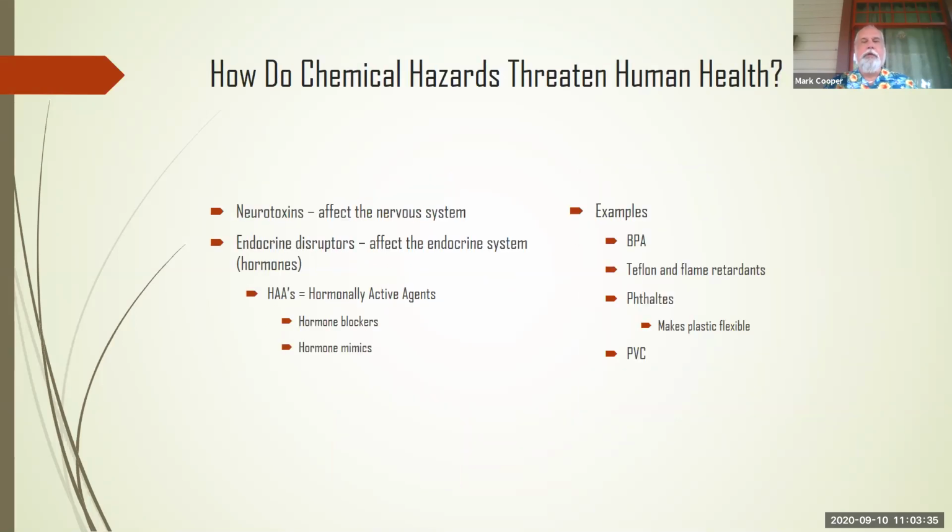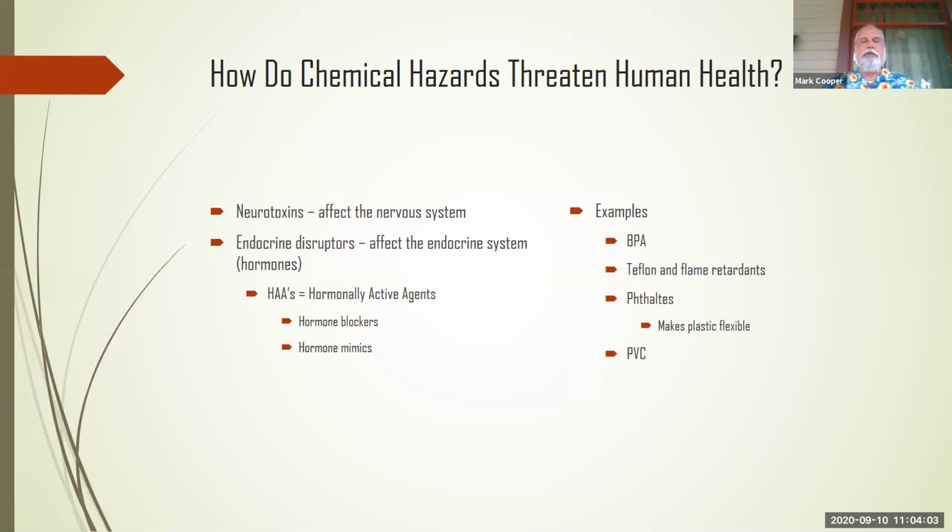All right, so how do they affect us? And there's really two major types. One is neurotoxins, and they affect the nervous system. A lot of pesticides will do that, where they cause twitching and brain damage, things like that. And then we have the second one that is the endocrine disruptors. Endocrine system is one associated with hormones. These secrete hormones into the body.